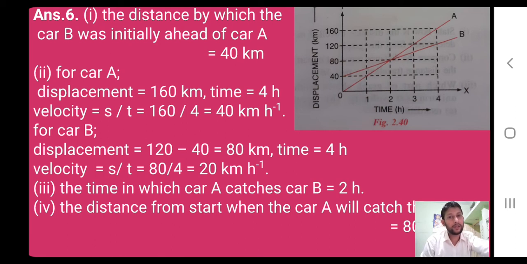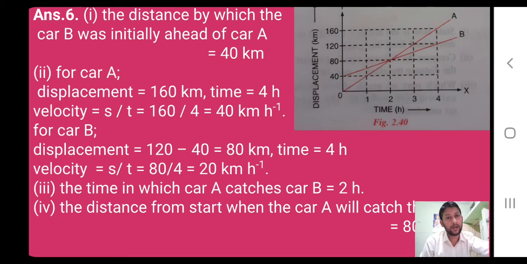For car B, displacement is 120 minus 40, because total displacement when it reached after 4 hours is 120, but it started at 40 km. Already it has a displacement of 40 km. So total displacement will be 120 minus 40 equal to 80 km. Time taken 4 hours. So velocity will be displacement by time, which is equal to 80 by 4, which is equal to 20 km per hour.